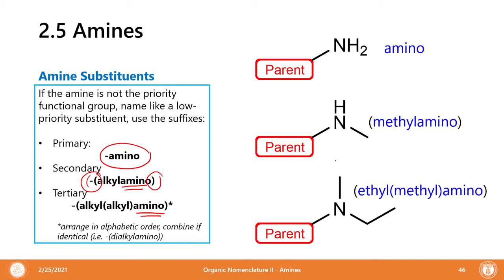separated by parentheses. If there are two alkyl groups connected to the nitrogen atom, then we order the two prefixes alphabetically and nest a parenthesis inside the complex substituent name. So we get (ethyl(methyl)amino).